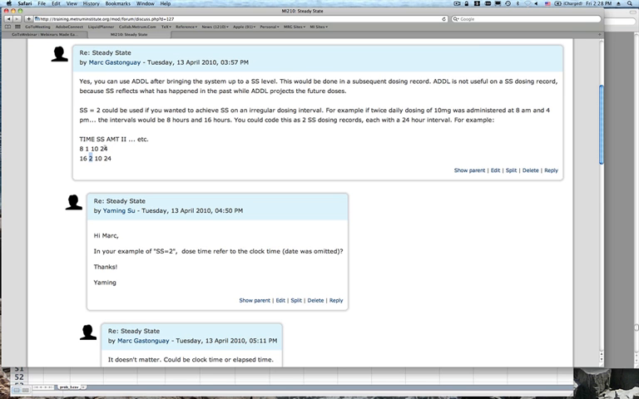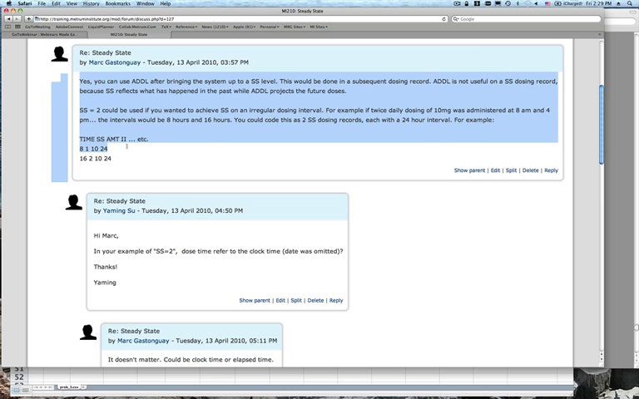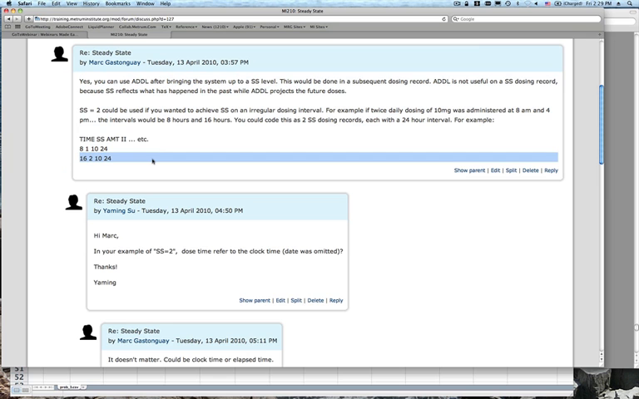This irregular interval is happening every day in a steady state dosing regimen. So we want both records to be present. If this second row here, if we had used SS1 instead of SS2, effectively it would wipe out the information in the first record, and all we'd have left is this second record. So you'd be cutting down your input by half. You'd only have one 10 milligram dose per day at 1600 hours, or at 16 hours from the reference time. Okay, so that's when SS2 is useful.